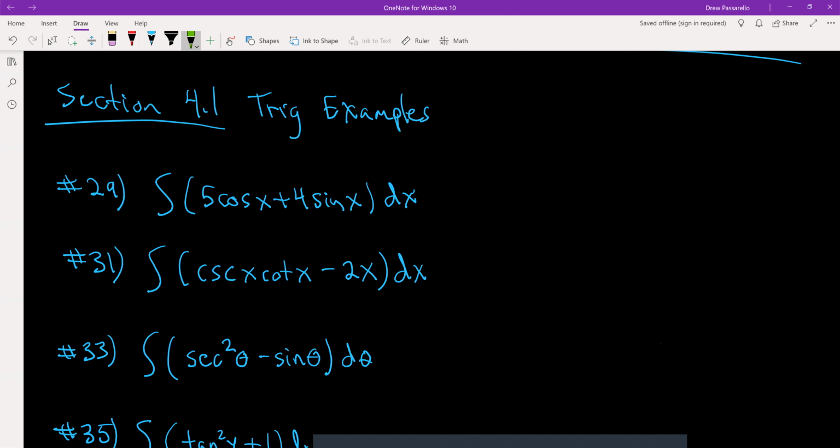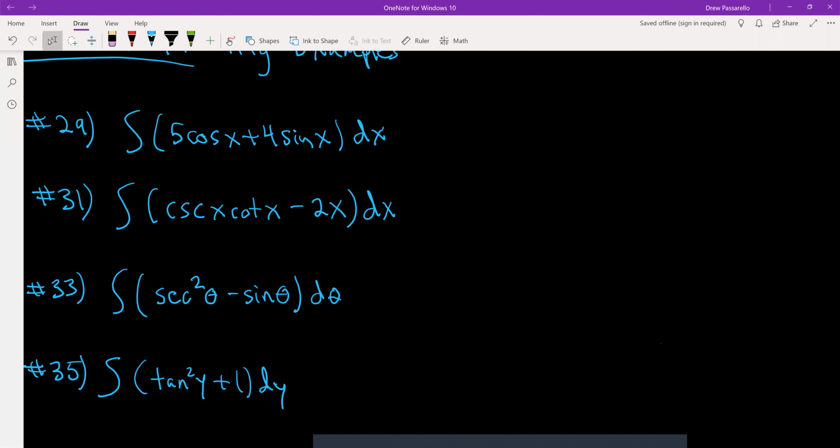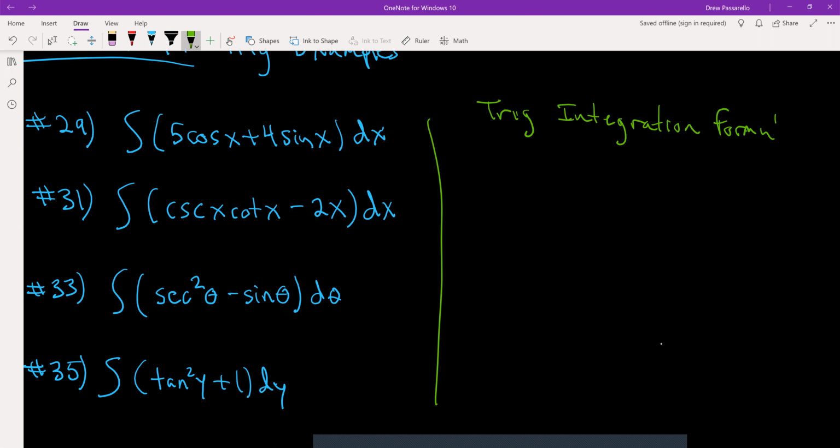All right, so this will be some trig examples for section 4.1. We're still just finding indefinite integrals. So for some of the trig integration formulas, we notice we have cosine, we got sine, we got a cosecant, cotangent. There's a secant squared in there. Let's see, there isn't one specifically for tangent squared.